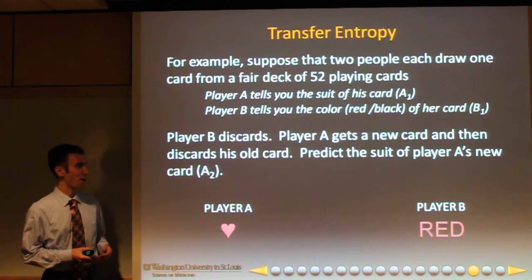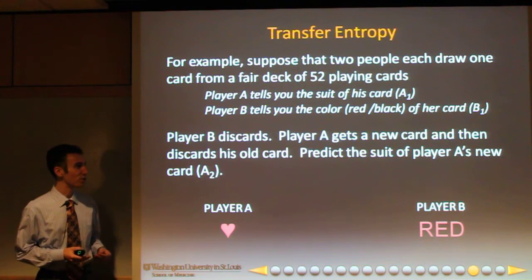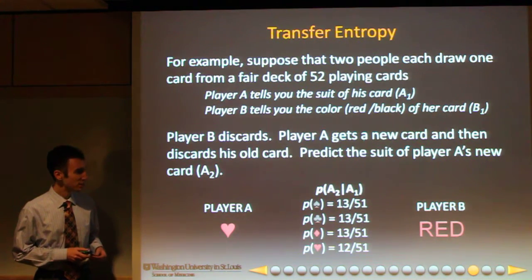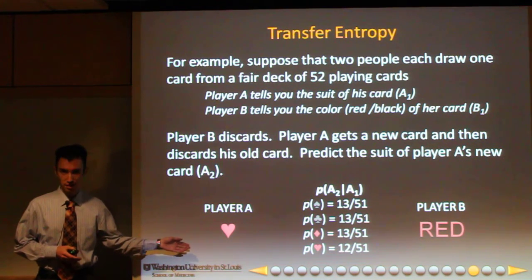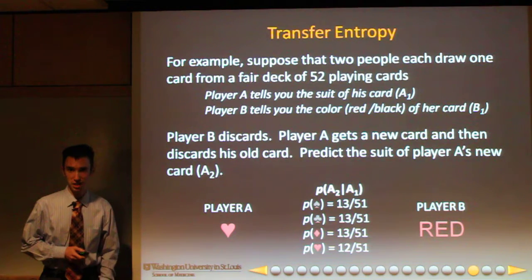Player B then discards, and player A gets a new card, and then discards his old card. Predict the suit of player A's new card. In this case, player A could draw any card except for the heart that was in his hand. Therefore, the probabilities are those that you see on the screen.